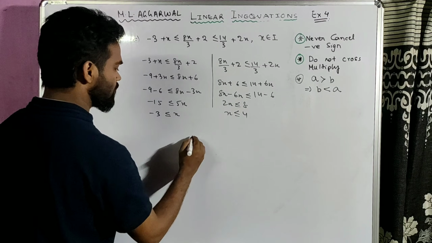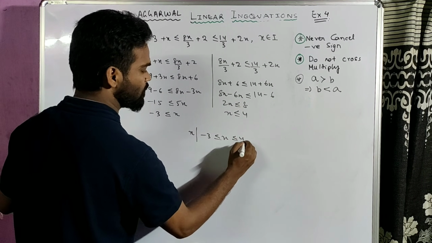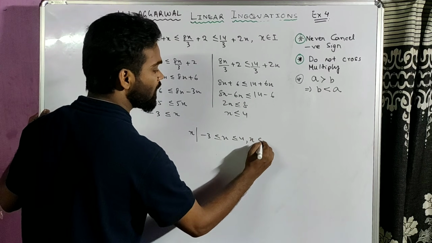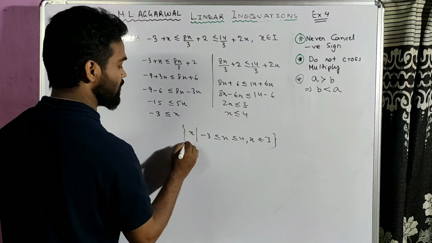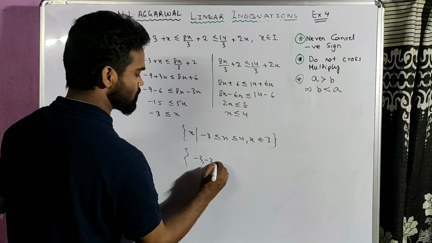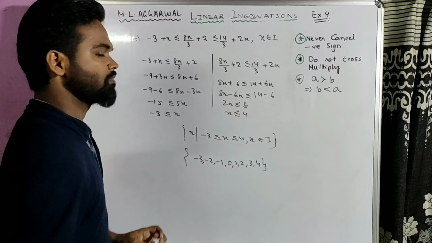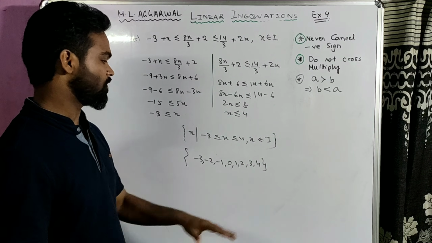So we got x such that minus 3 less than or equal to x less than or equal to 4, and x belongs to what? Integers. Now if x is an integer, we can have it in the roster form: minus 3, minus 2, minus 1, 0, 1, 2, 3, 4. Okay? And that's for the chapter.